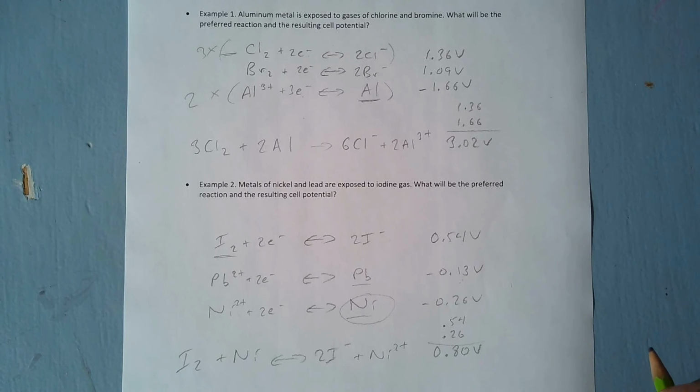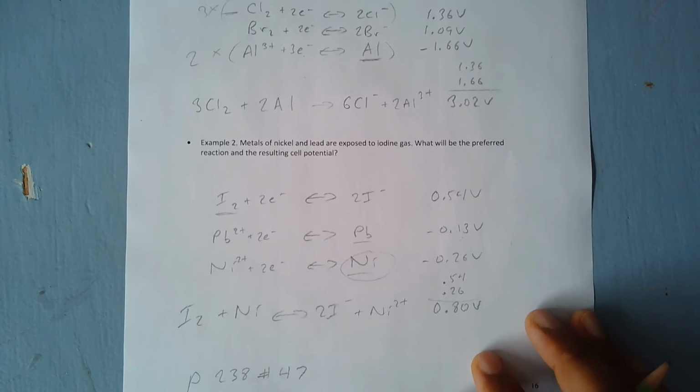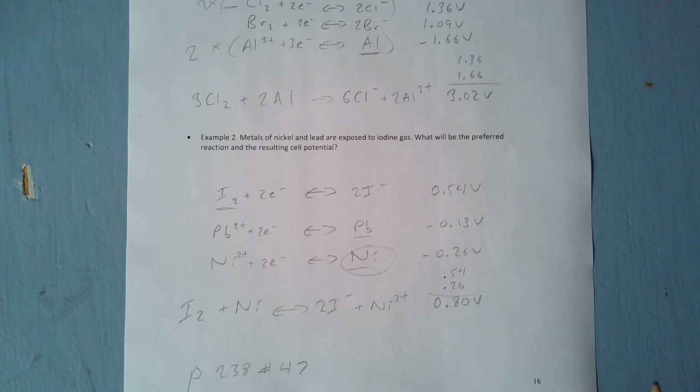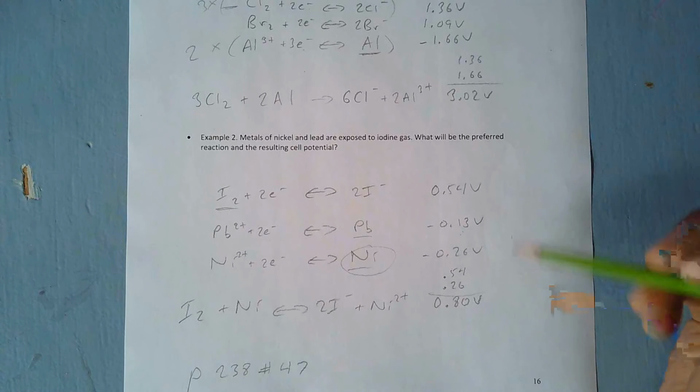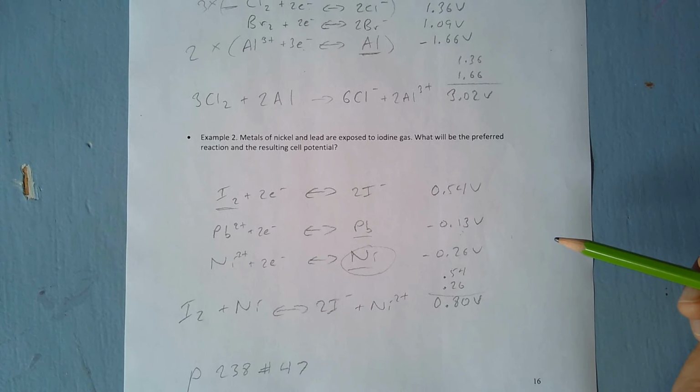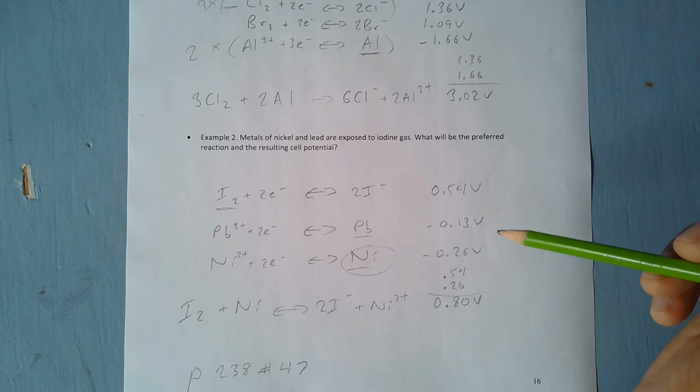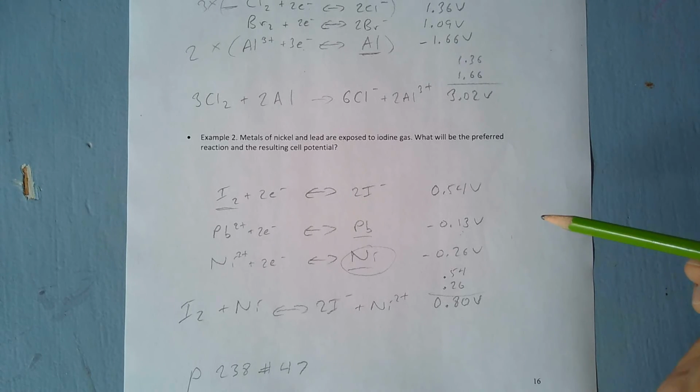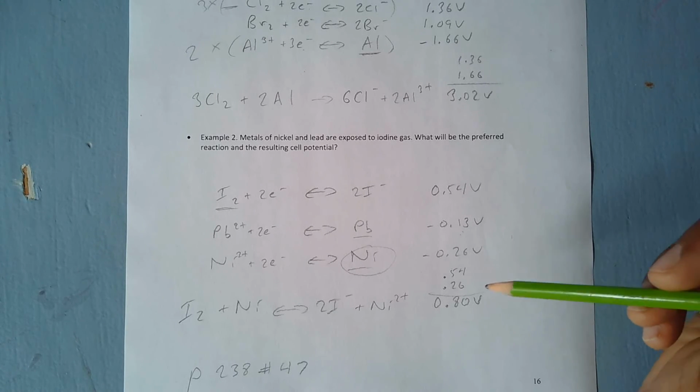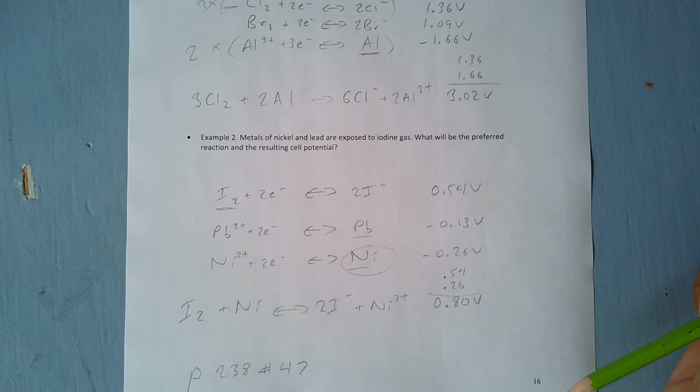Okay, so I'm going to stop there. So the questions I want you to work on are page 238, number 47. So same idea. It basically says, here's what is available to come into contact with, which of these are going to react, and then also giving out the cell potential. Okay, so like I said, I'll stop here. I know there's a few topics that remain, but we won't have enough time to get to those, so the test will just reflect up to this last part.